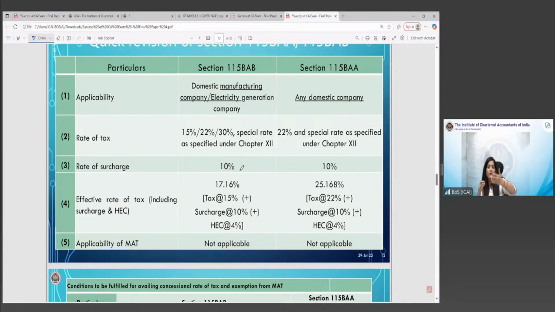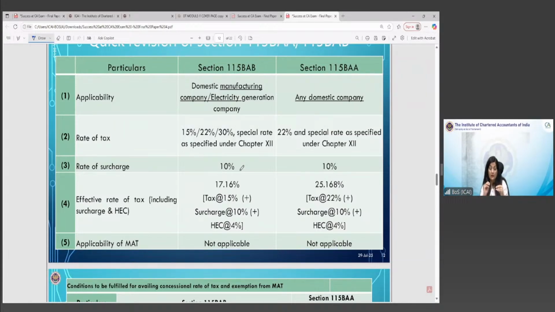BAA can be opted by a domestic company. Foreign companies are not allowed to opt for this concession tax regime. And there is a specific point: in case of normal provisions, surcharge is applicable depending on your total income.